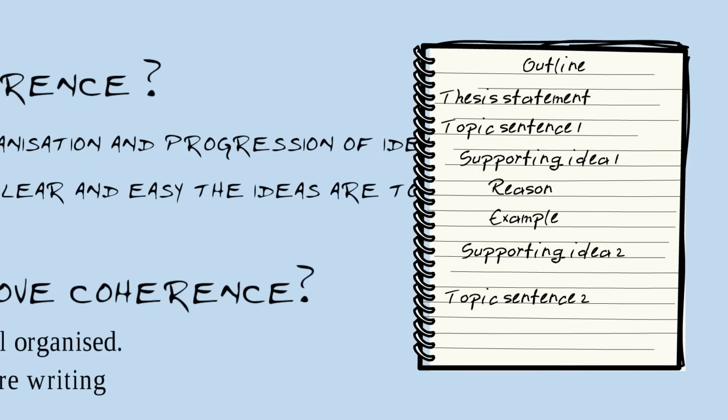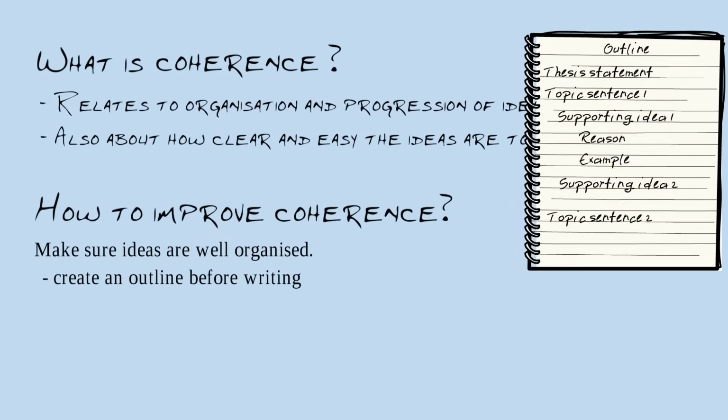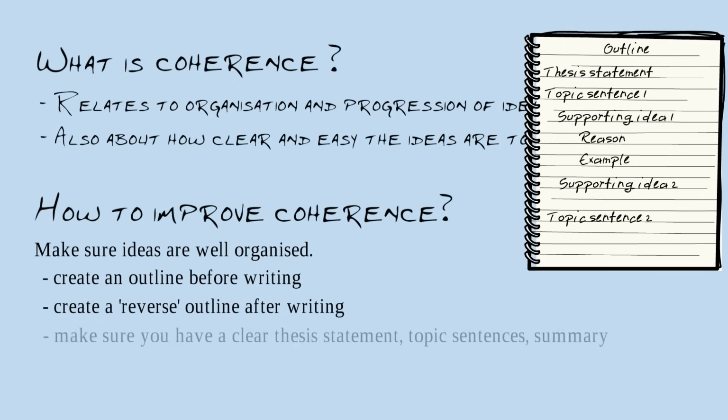But even if you just spend 1 or 2 minutes organizing your ideas, the end product can be much more coherent. So an outline is used before writing. Some writers like to create a reverse outline after writing, so this is the same as an outline, but it's written when the writing has finished. And doing this allows you to see whether your ideas are well organized or not. Make sure that you have a clear thesis statement, topic sentences, and summary if it's an essay.